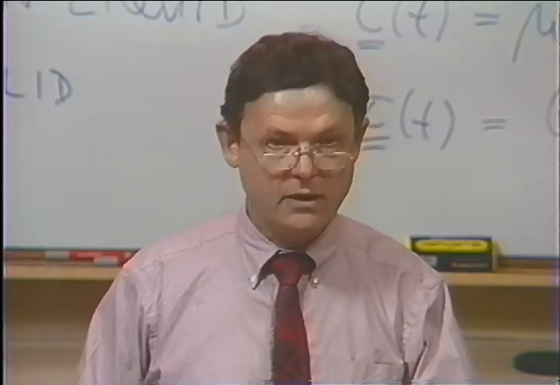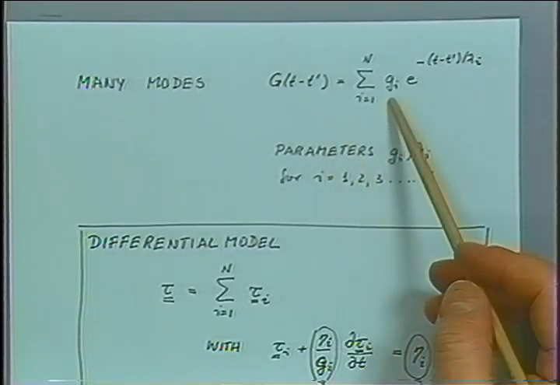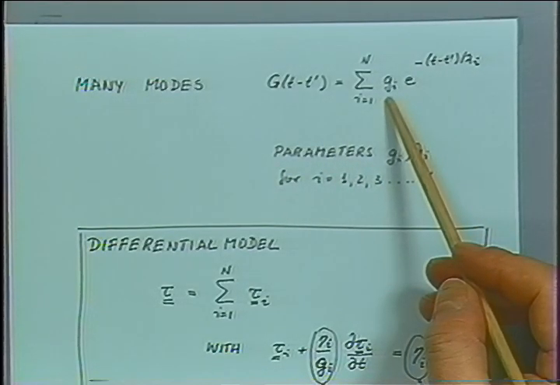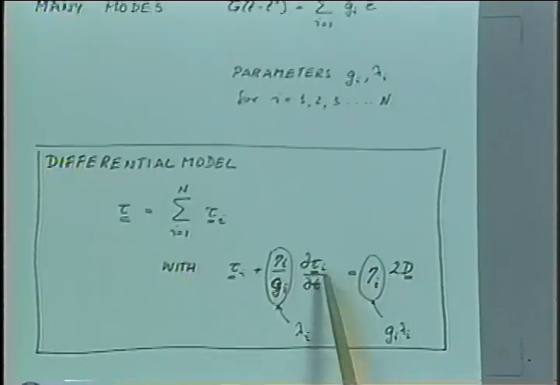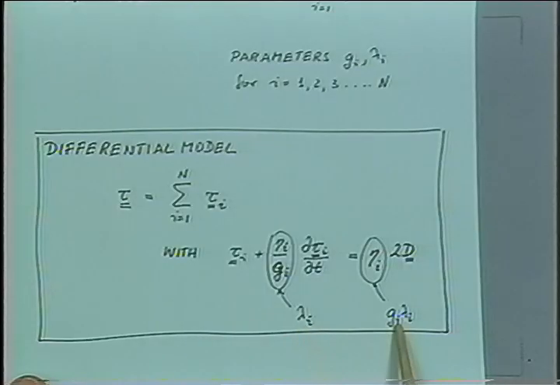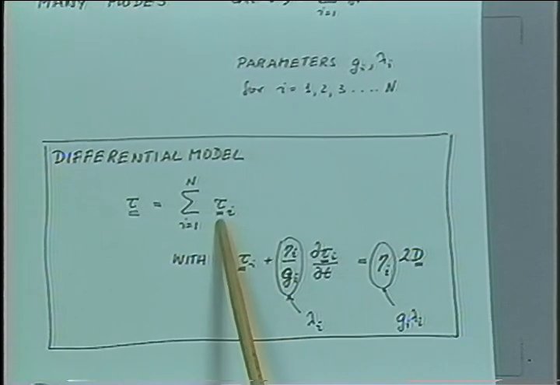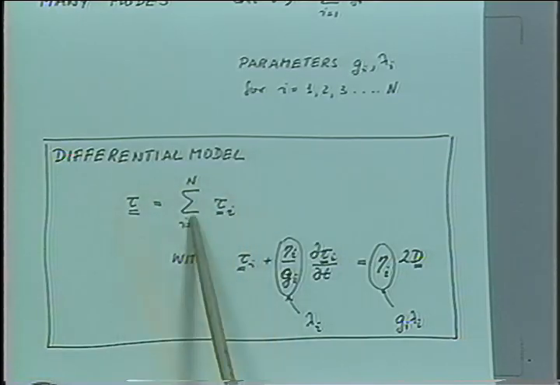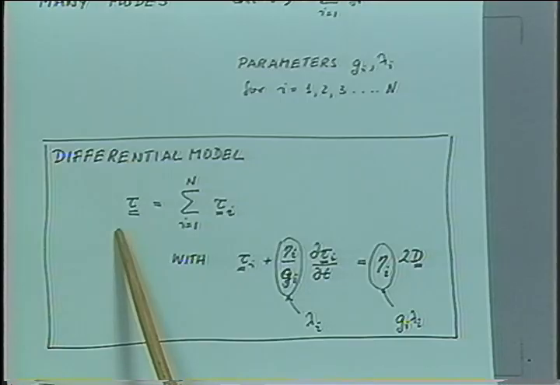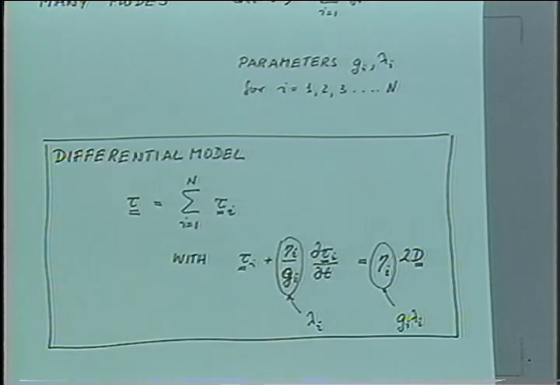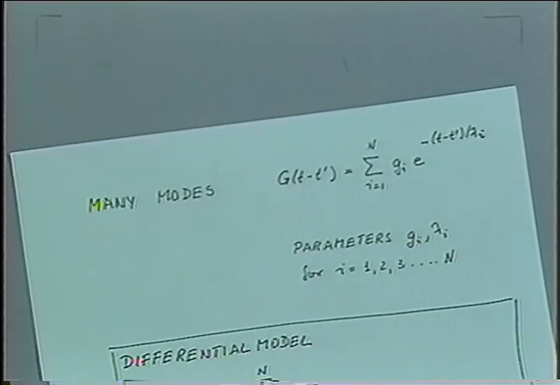If you want to have a set of relaxation modes here, not a single mode, then you would write down the Maxwell model here for each mode characterized with lambda i and g i, and then you would sum up the stress contributions of all those modes, and you would get the total stress, and that's completely equivalent to the Boltzmann equation which we had before, the Boltzmann equation with a discrete spectrum.